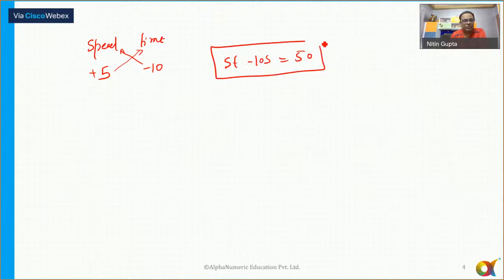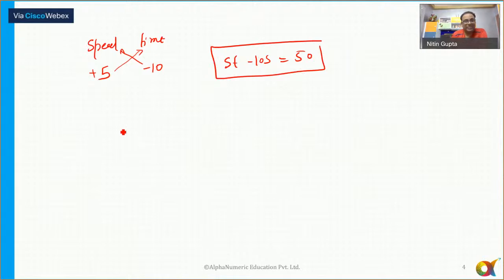So I told you that speed and time. In one case, my speed increased by 5 units, so plus 5. The time I am taking how much less? Minus 10. So how can we write down the equations quickly here? Write down this 5 into t and multiply this. So that is 5t minus 10s, and take the product of 5 into 10, which is 50. So this is one equation.